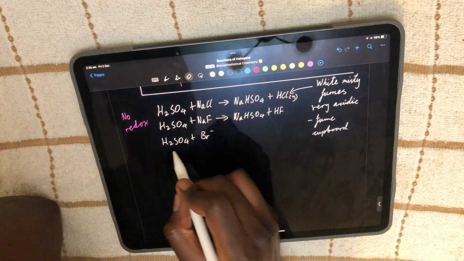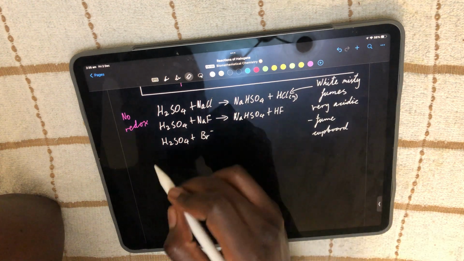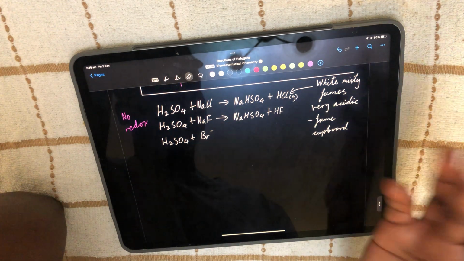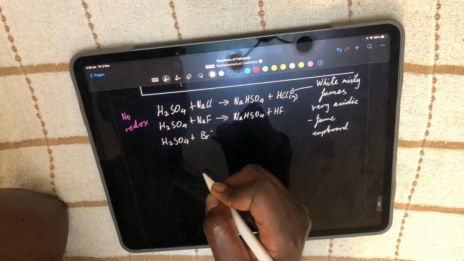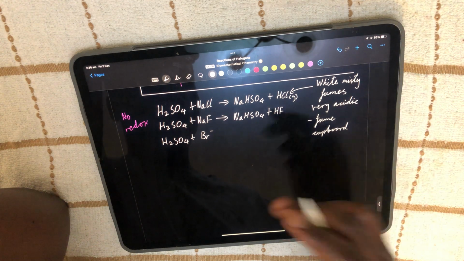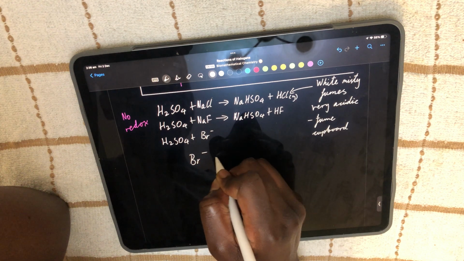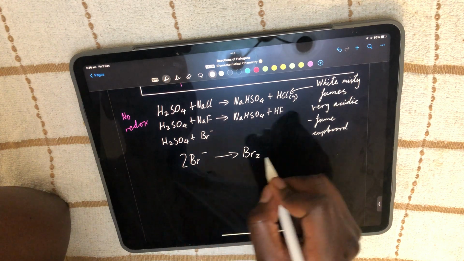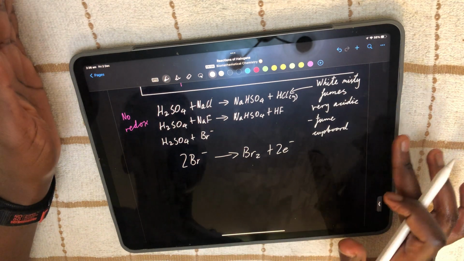I would say H2SO4 plus Br minus. I'd write this in the ionic way because that's how I do it, but you can just do it straight if you want to do sodium bromide. I'd separate them out. I know the bromide ion is being oxidized, because the sodium ion is a spectator ion. So I go from Br minus and I'm forming Br2, so this must be 2 Br minus. I need to balance the charge, so 2 electrons. Then I am going from H2SO4.